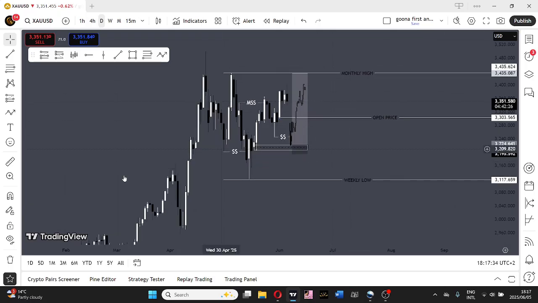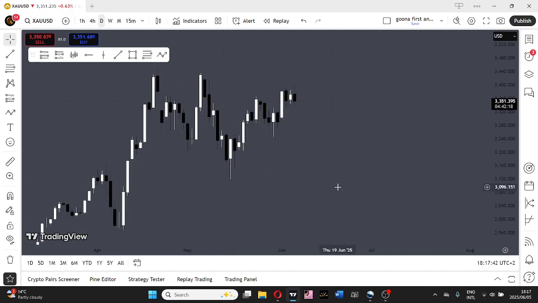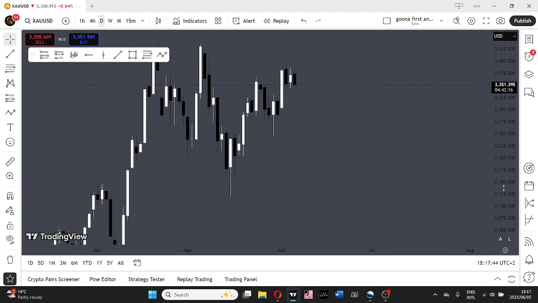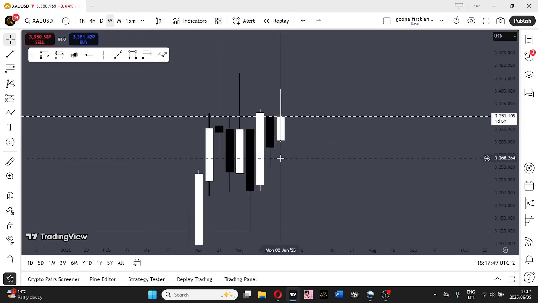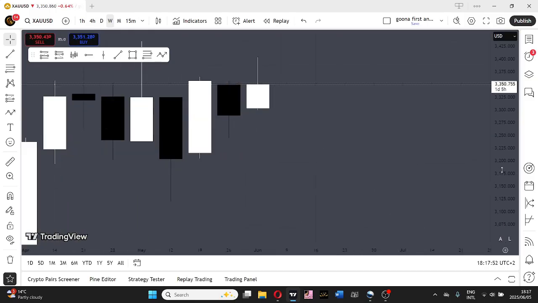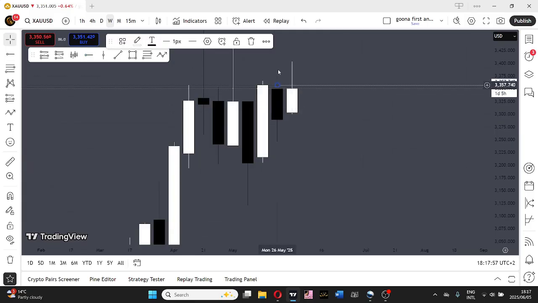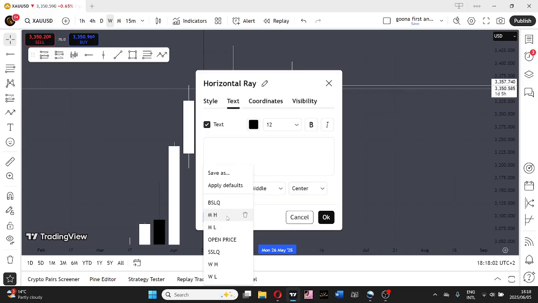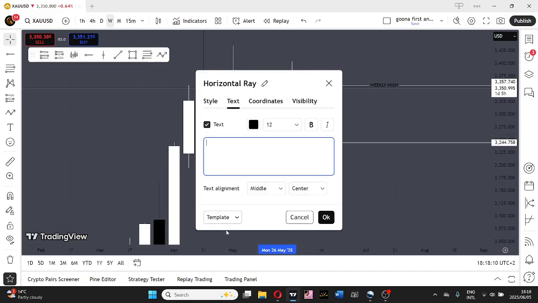And this is the setup. I'm not giving you a signal, I'm just explaining to the best of my ability. So in terms of the bias, the daily bias, we'll start on the weekly. We're gonna mark the previous week's high and previous week low.